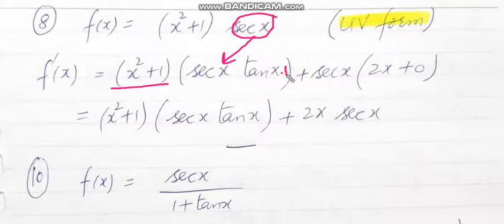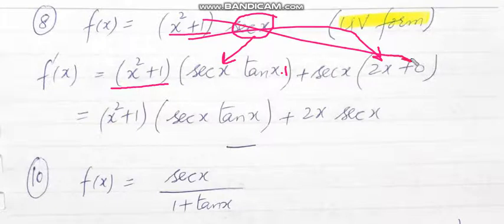be 1. Then plus secant x as it is and the derivative of x square plus 1. The derivative of x square will be 2x and the derivative of 1 is 0, as 1 is a constant term. Then this is the simplification.